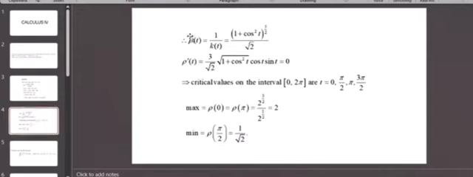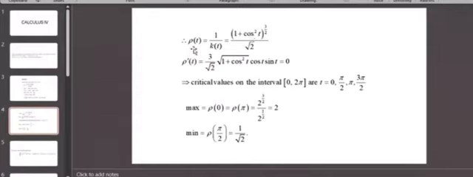Now rho, which is the radius of curvature, is 1 over kappa, which is given by these values. We computed this on the previous page. So by inspection, we can see that the maximum radius of curvature occurs when cosine squared t is 1, and the minimum occurs when cosine squared t is 0.